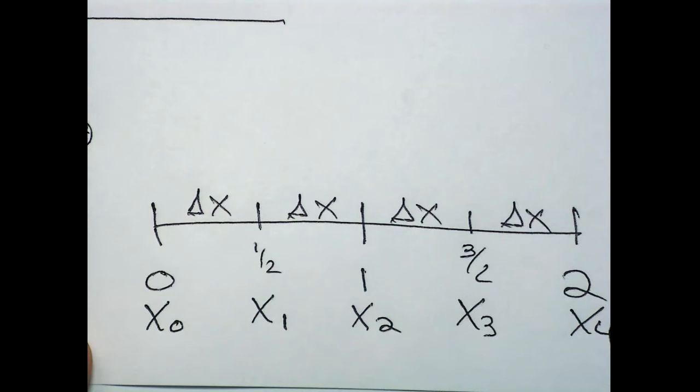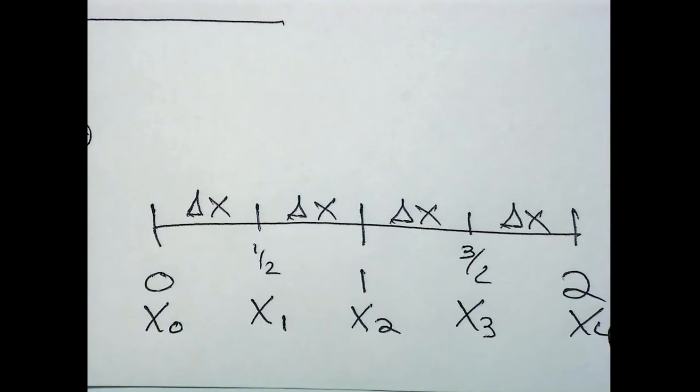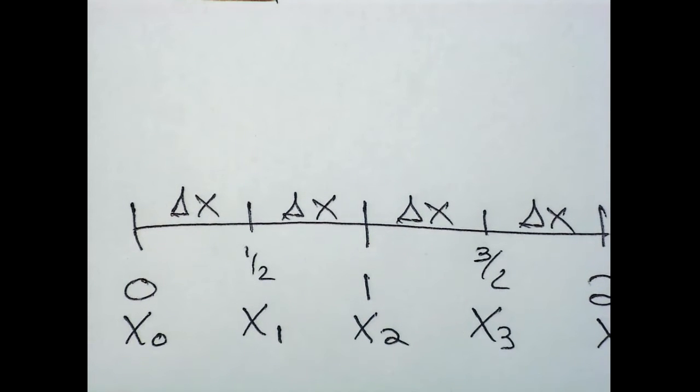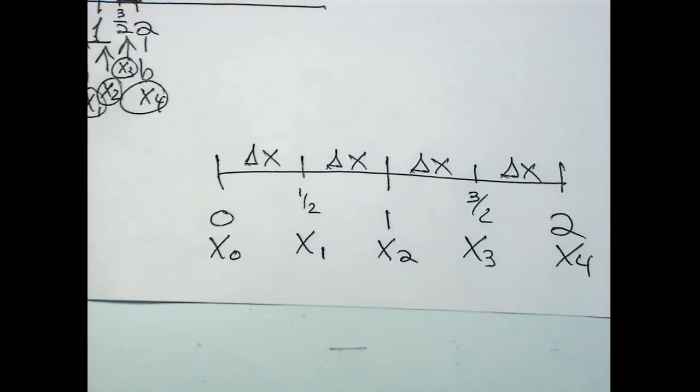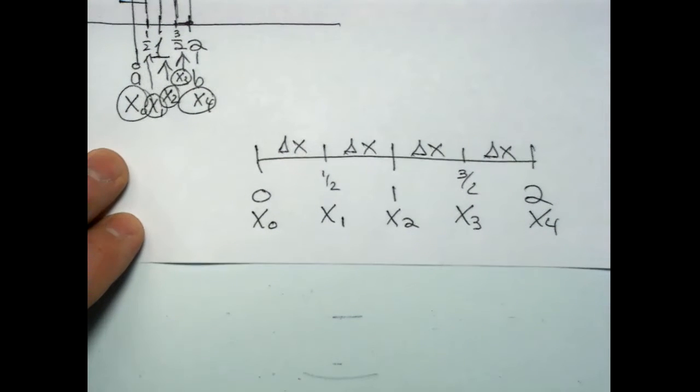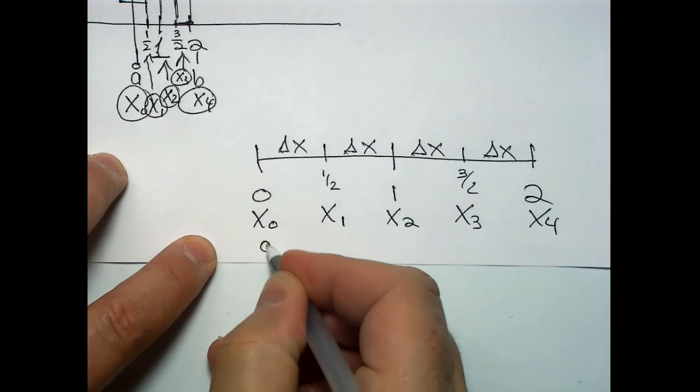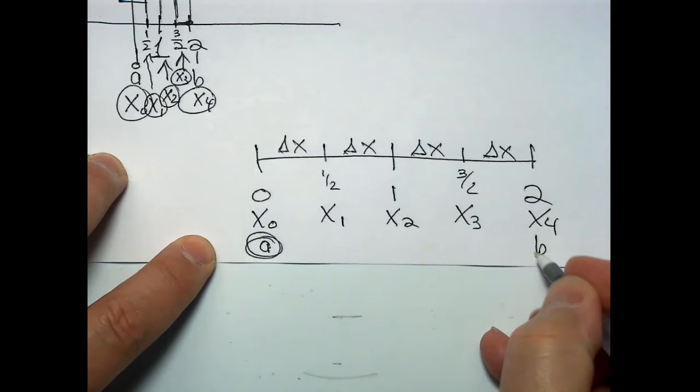So delta x is the same for each interval. Delta x is the difference between these two x values. Now, what I want to do here is come up with a couple of formulas today. The first formula is, can we come up with a formula for delta x?